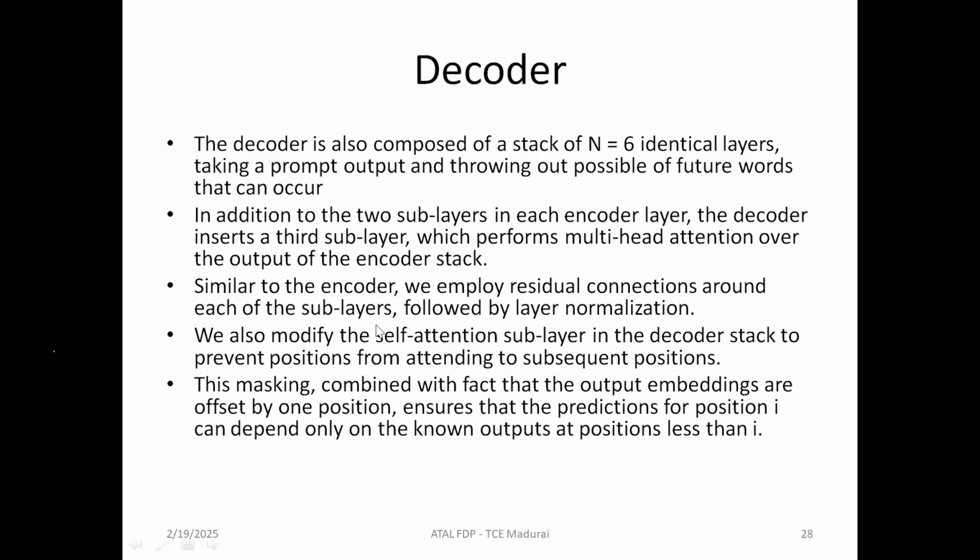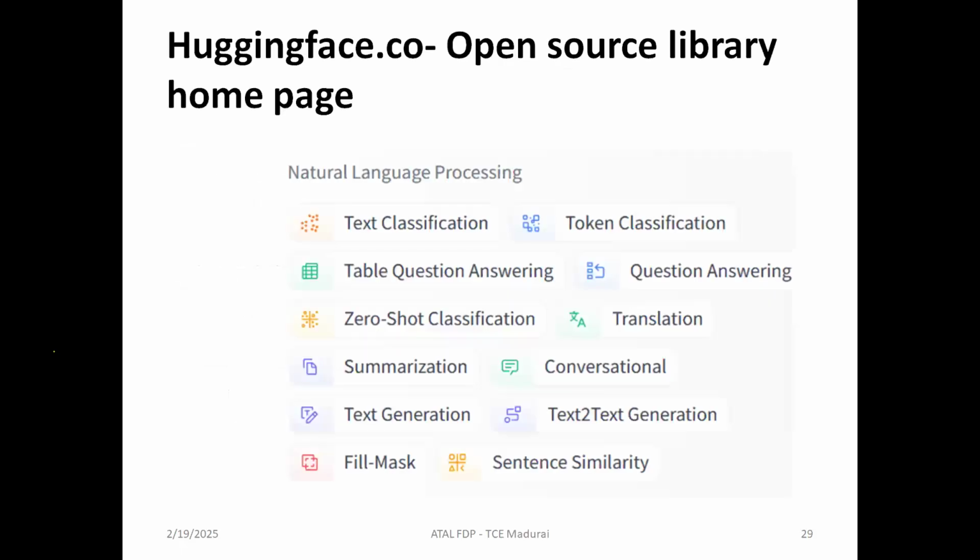Similar to the encoder, we employ residual connections around each sublayer, followed by layer normalization. We also modify the self-attention sublayers in the decoder stack to prevent a position from attending to subsequent positions. I will take you in detail through the masking, embedding and all.